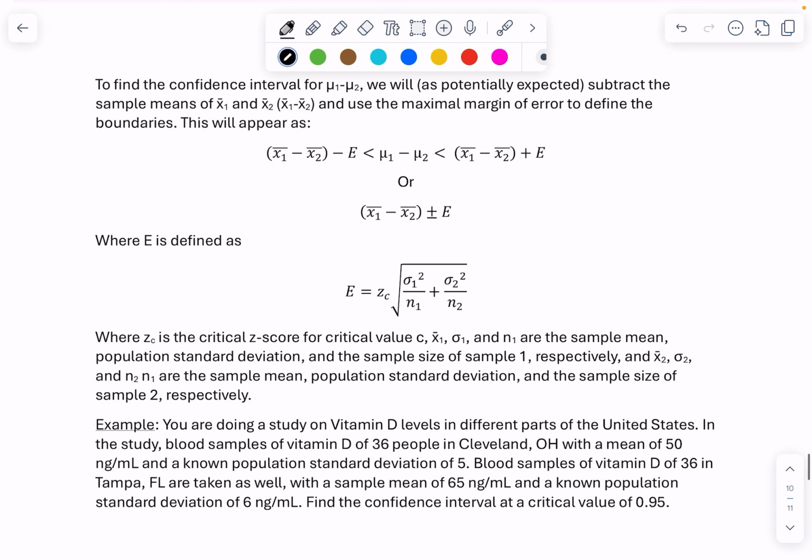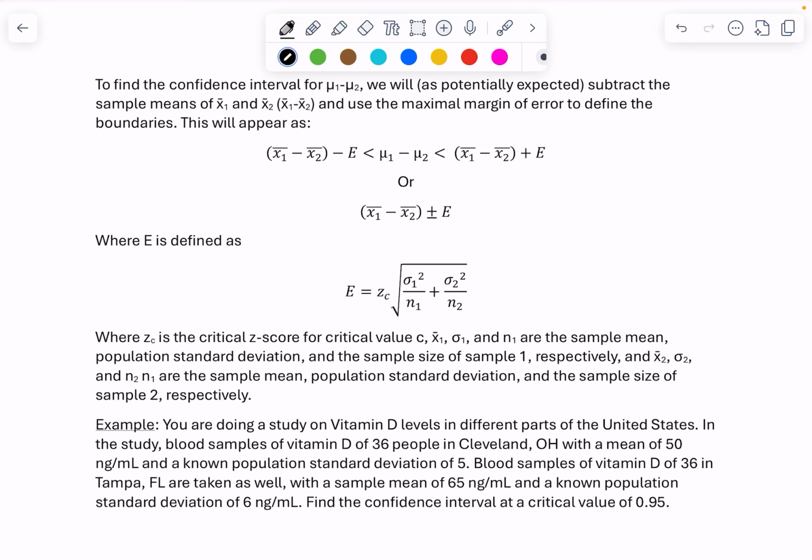So now that we have those definitions out of the way, we can now try to find the confidence intervals for the difference between the two population means. And as we potentially suspect, because we're looking for a difference between the population means, we're going to be taking a difference from the sample means. In other words, we're going to be subtracting the sample means in some way, okay?